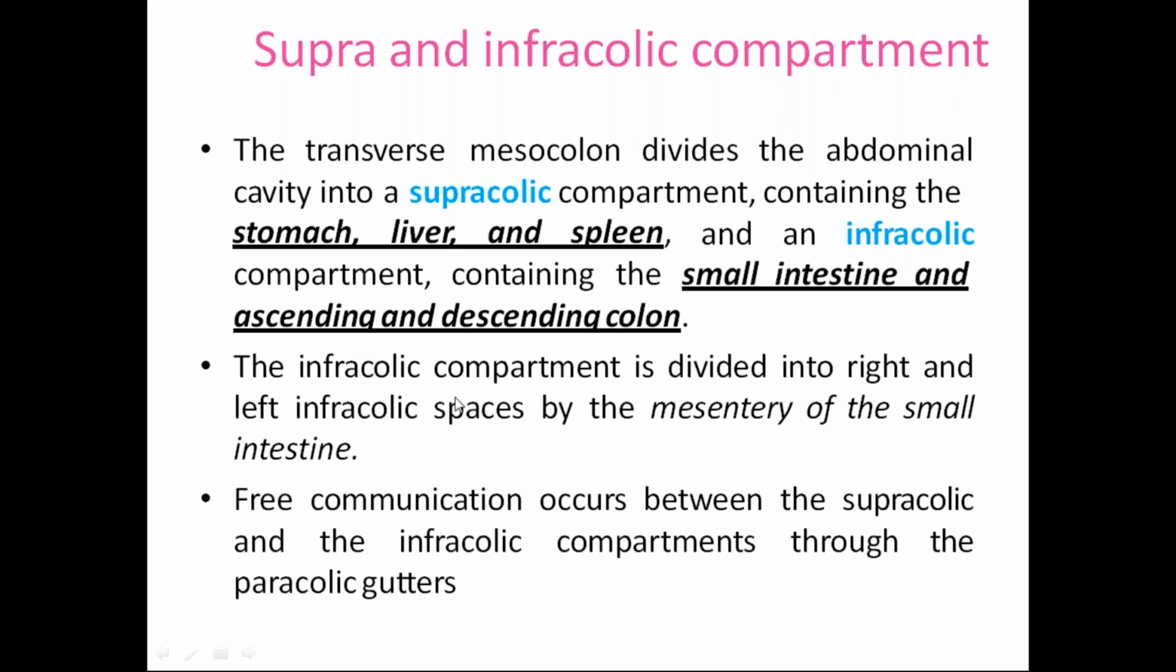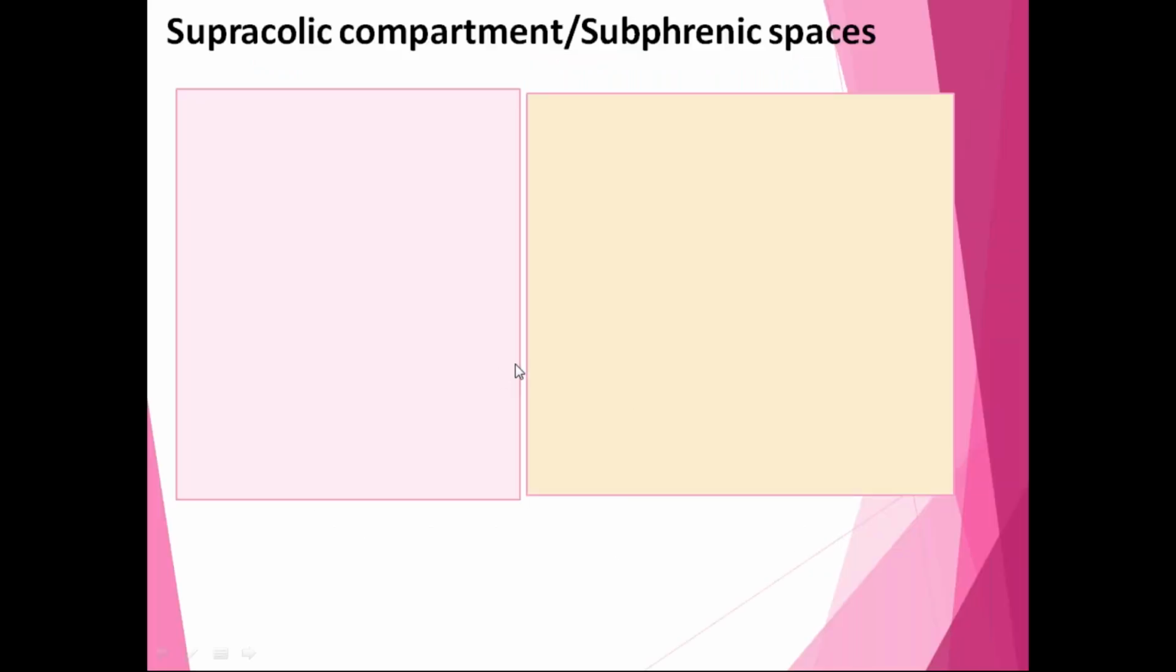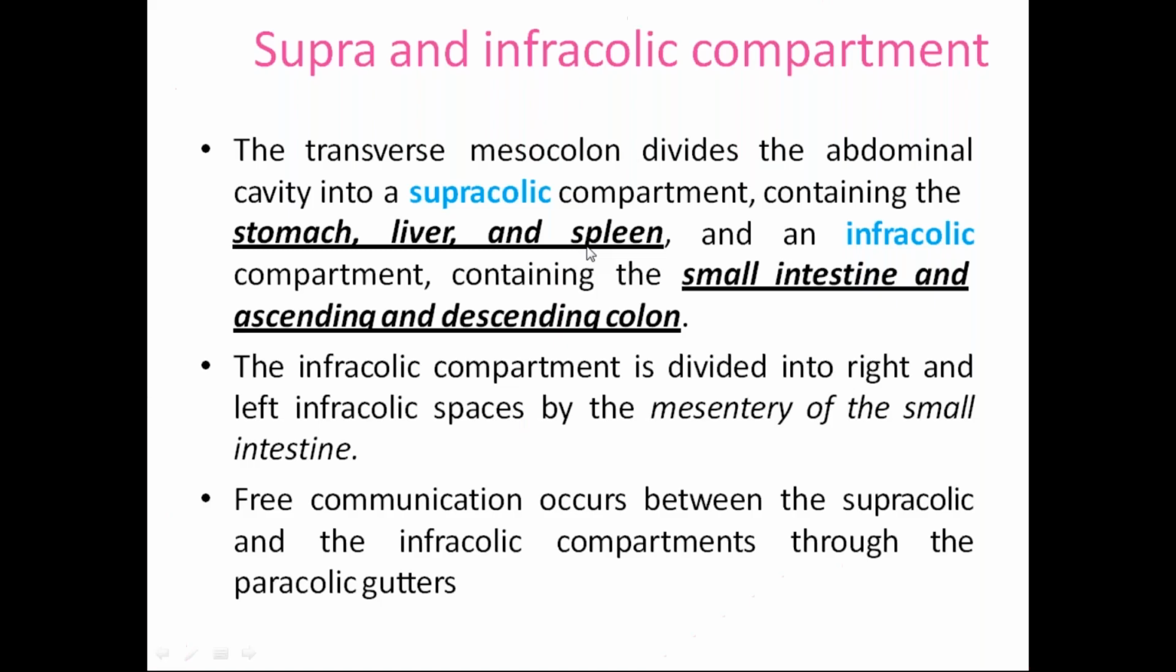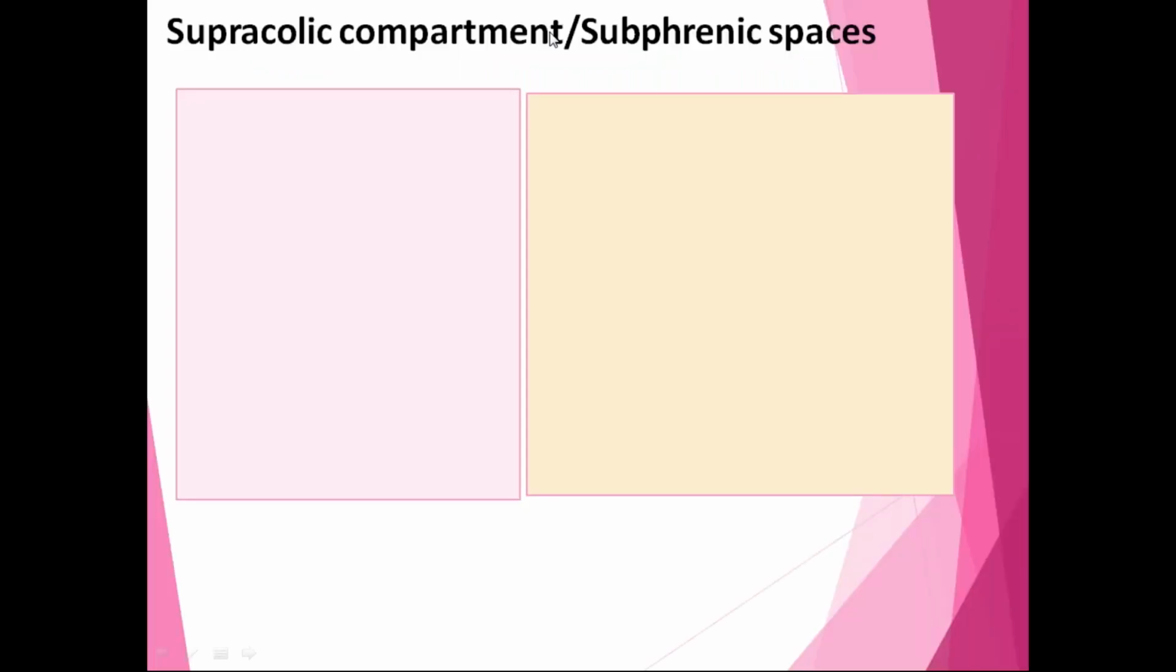This infracolic compartment is again divided into right and left half by the mesentery of the small intestine. Now we can just see. Supracolic compartment is the part above the transverse colon, infracolic is the part below the transverse colon. So the supracolic compartment has liver, spleen, and stomach. Infracolic has the small intestine, ascending and descending colon. Now we'll see about the supracolic compartment.